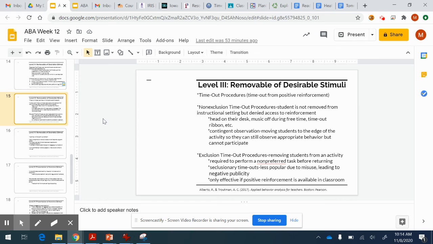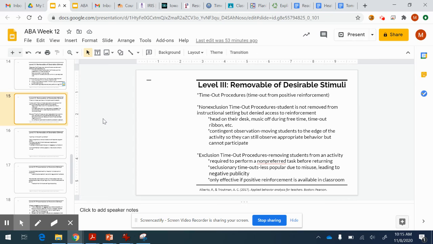but the contingent observation would be moving students to the edge of the room or the edge of the activity so they can still observe appropriate behavior, but they're not allowed to participate. So that would be an example of a non-exclusion timeout.